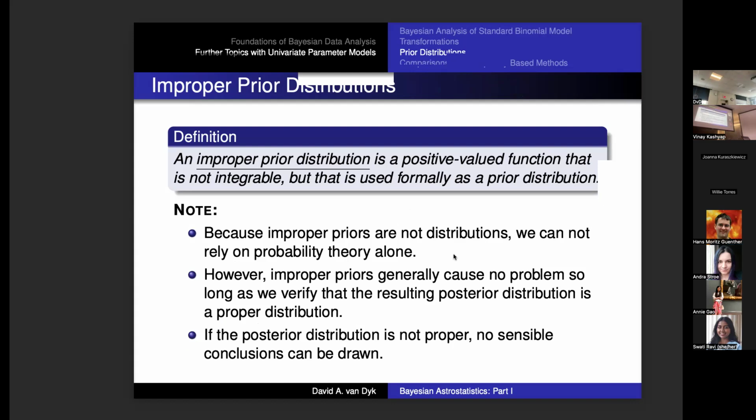Well, that's what's called using an improper prior distribution. An improper prior distribution is a positive valued function that is not integrable. That is, I'm supposed to be able to integrate over all the possible values and get one. It's not possible, but it is used formally as a prior distribution nonetheless, by being a bit more careful. There are extra things you have to check. Because improper priors are not distributions, we cannot rely on probability theory alone.